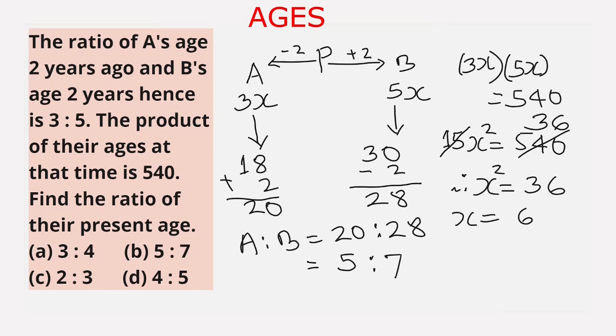So this ratio comes out to be 5 ratio 7, and from the given options our answer is option B. I hope you have understood the method of solving it. We go to the next question.